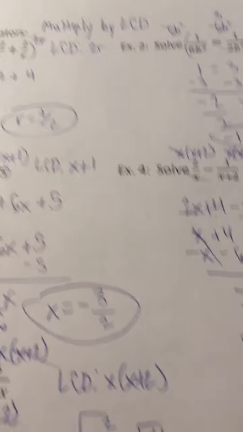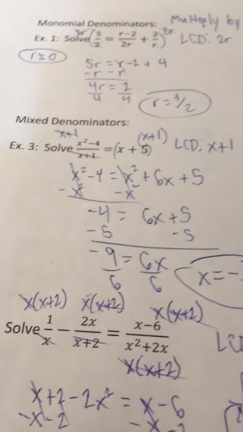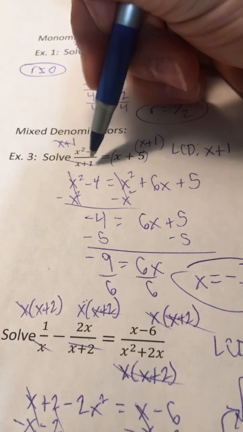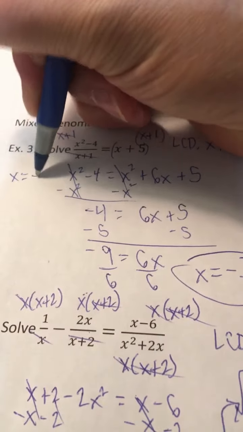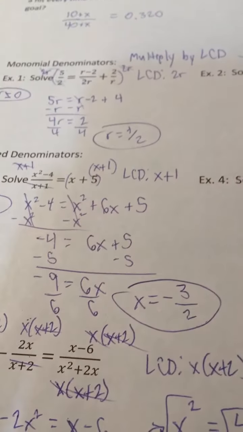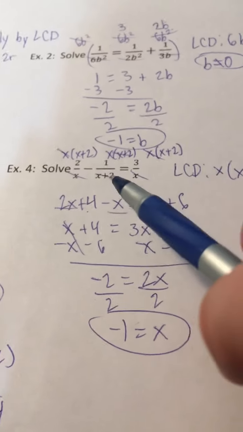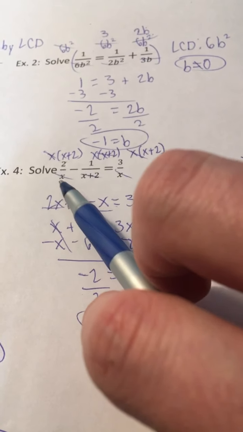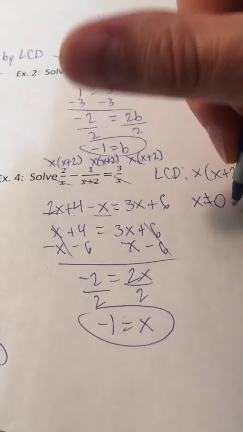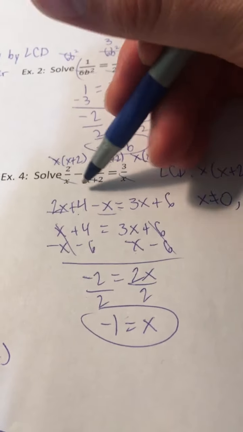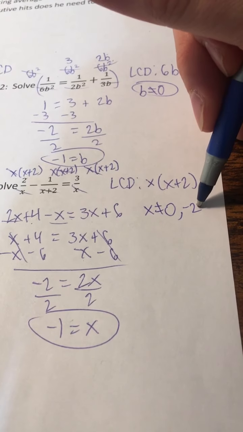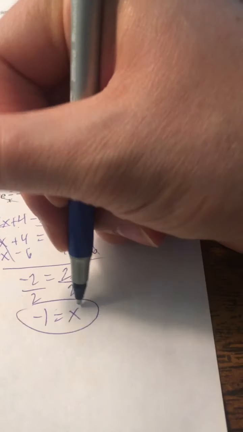But that's not true for all of these, because if you look at example 3, what would give you 0 on the bottom? What number plus 1 gives you 0? Negative 1. That's what x cannot equal. I didn't get that. I'm okay. Now in this one, example 4, first of all, I have just an x. I have a monomial, so that means x cannot equal 0. I didn't get that. And also, what would give you 0 here? x plus 2, negative 2. So x cannot be negative 2 also. Didn't get that? This answer's okay.